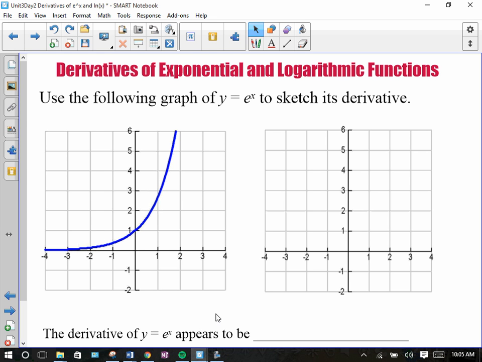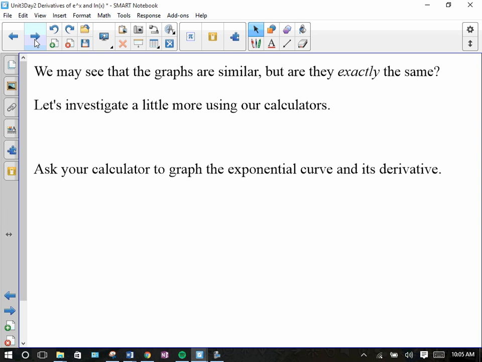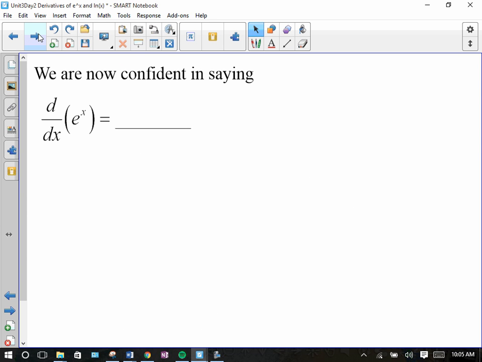So the first thing we look at: y equals e to the x. You're going to put d/dx of e to the x is equal to. Anyone want to take a wild guess at what the derivative of e to the x is? Yes, the derivative is e to the x power. So the derivative of e to the x is e to the x. You want to explain why?